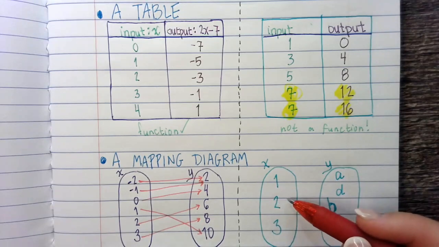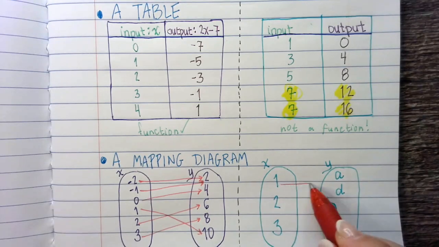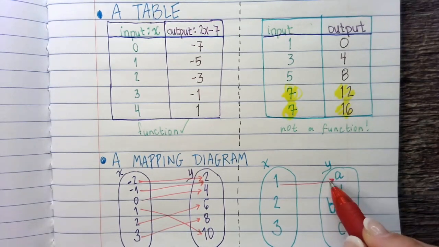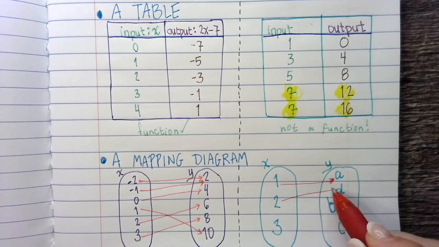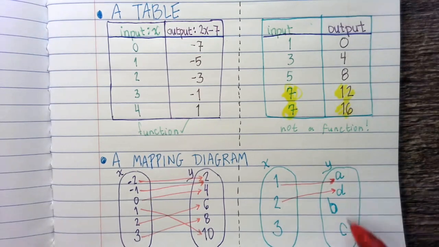So let's say one ordered pair was 1, comma A. Well, I would draw an arrow from the 1 to the A. Let's say another ordered pair is 2, comma D. Now, I couldn't put the letters in order because you don't know what they represent, so they're just sort of floating around like alphabet soup.